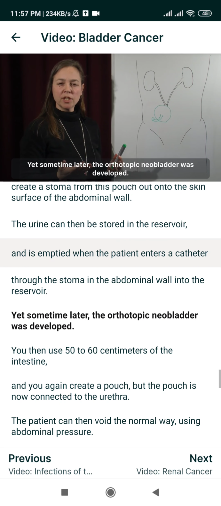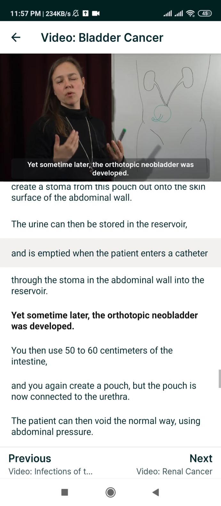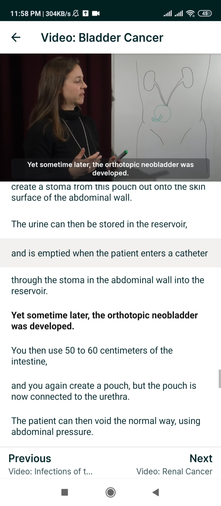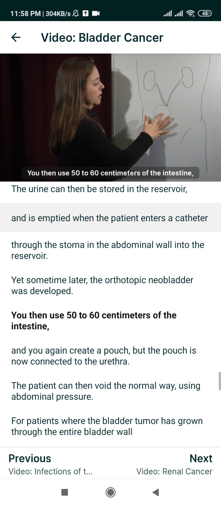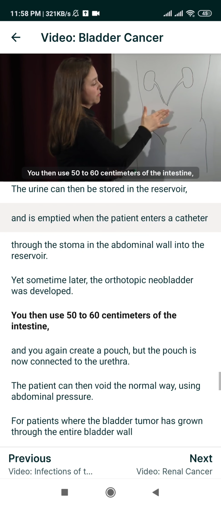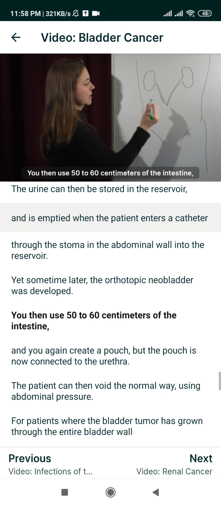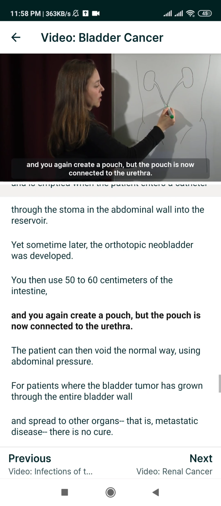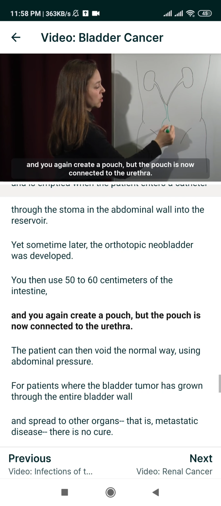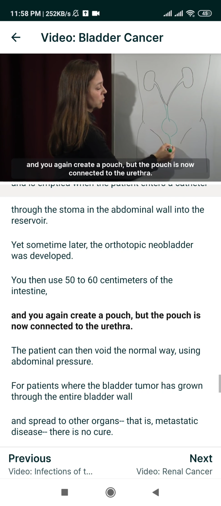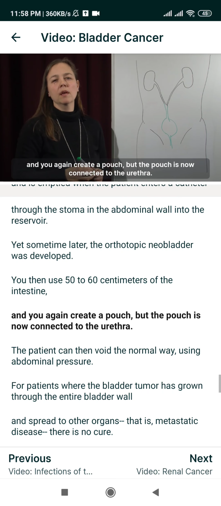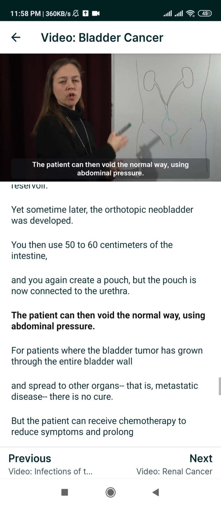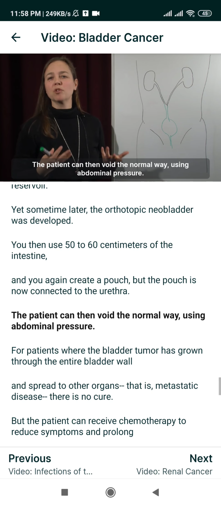Yet sometime later, the orthotopic neobladder was developed. You then use 50 to 60 centimeters of the intestine, and you again create a pouch, but the pouch is now connected to the urethra. The patient can then void the normal way using abdominal pressure.